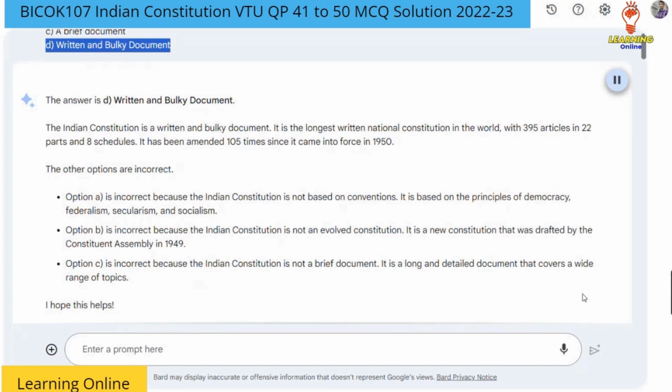Option C is incorrect because the Indian Constitution is not a brief document. It is a long and detailed document that covers a wide range of topics. I hope this helps.